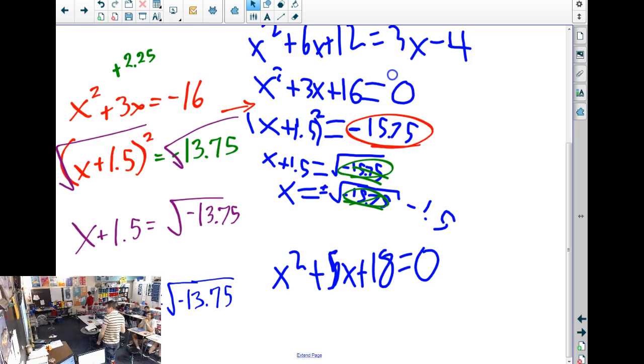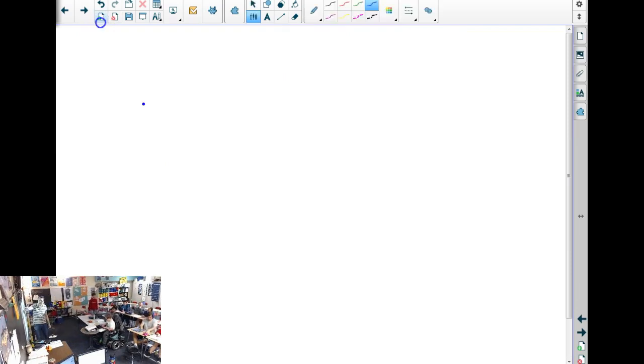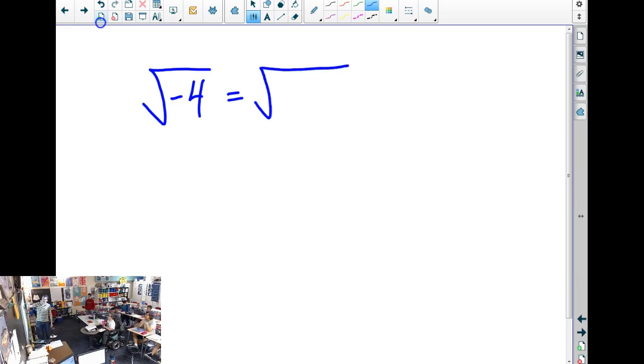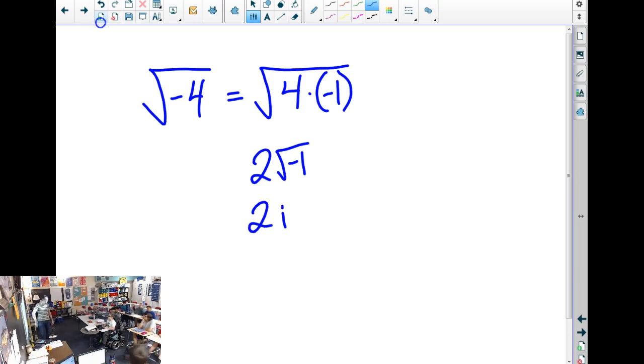Just to make sure, radical negative 4 is 2i. You take the square root of the number and the square root of negative 1. Maybe tomorrow we should just do random review questions. Sure. We factor this, and then this becomes 2 times the square root of negative 1, and the square root of negative 1 we know is i. You can show all the work.